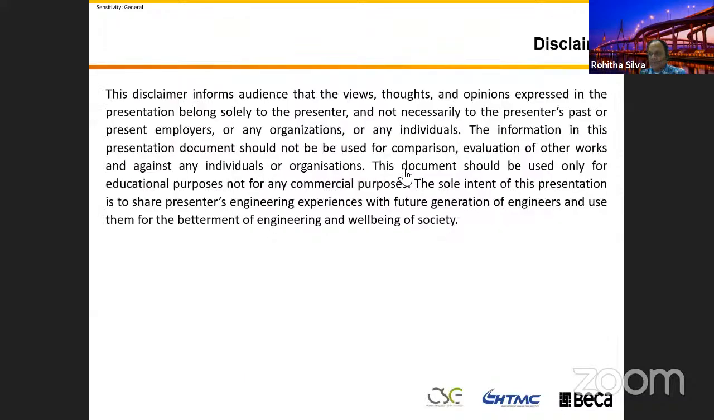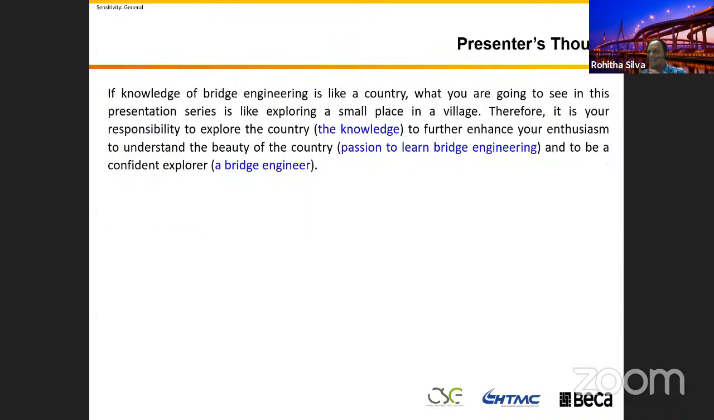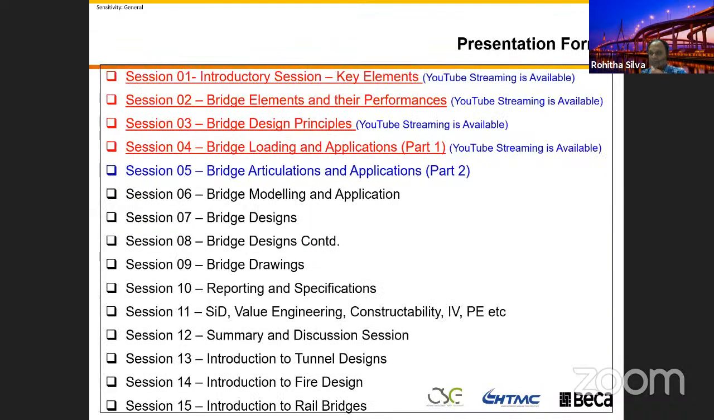You got a couple of slides. I always have this one. Up to now, we finished 4 sessions. In the last sessions we discussed bridge loading and its applications. And today's sessions, we're going to cover the rest of the bridge loads and applications.